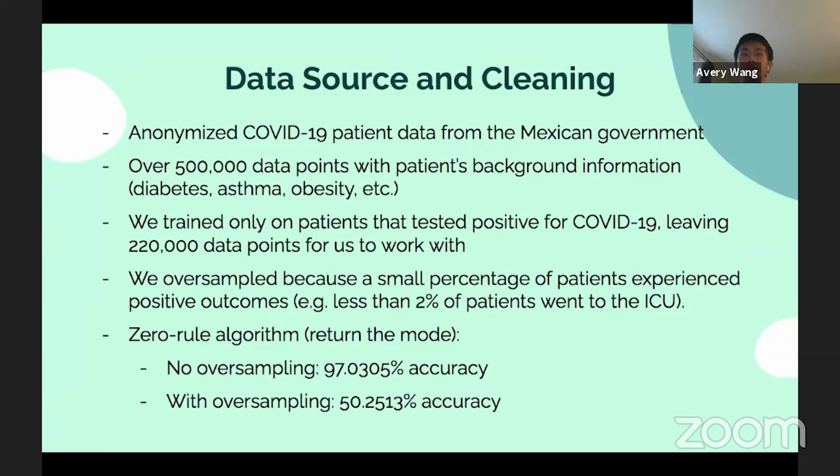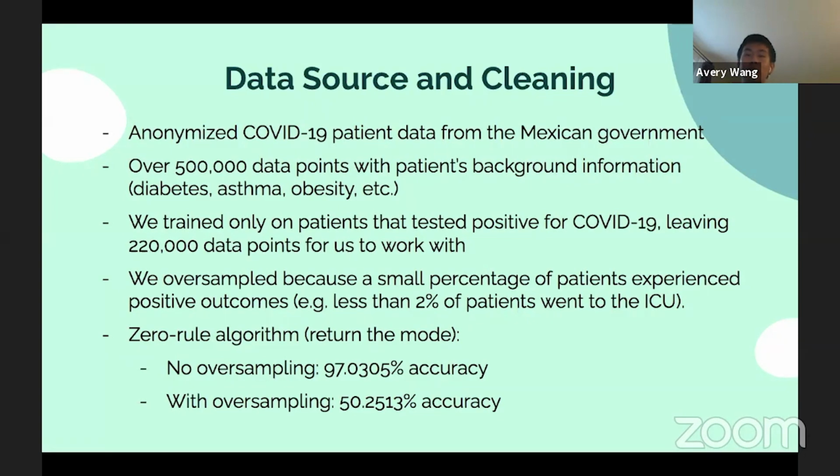So for our data set, we used anonymized COVID-19 patient data from the Mexican government. This data set contains information on pre-existing medical conditions. We trained on the positive COVID tests, which left us with about 220,000 data points out of the original 500,000. We split these points into training, test, and validation sets. And then we also performed oversampling because the data was massively imbalanced towards the negative outcome of no complications due to COVID. This was clear to us when testing with the zero rule algorithm, which simply returns the mode of the output feature. We got a 97% accuracy by simply returning negative every time.